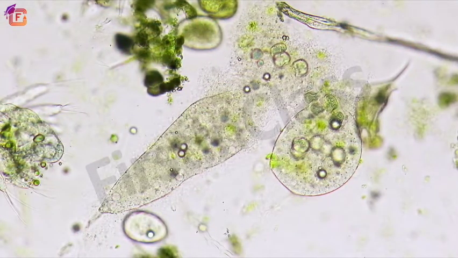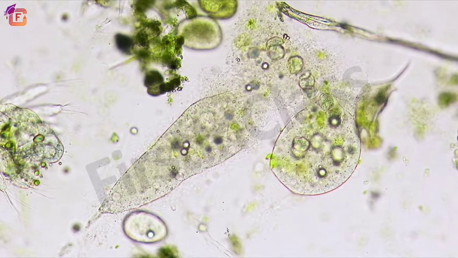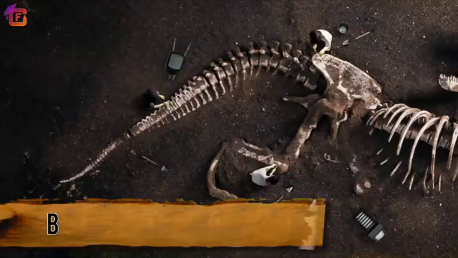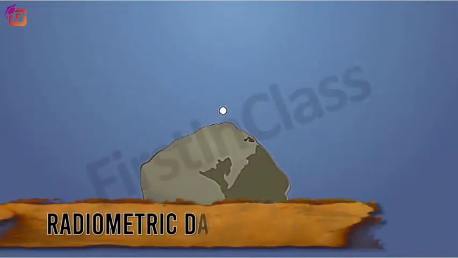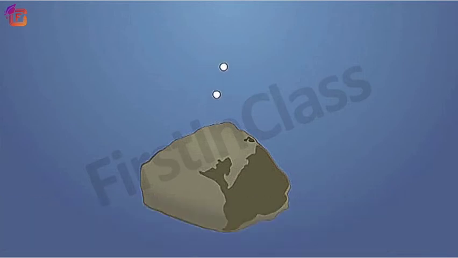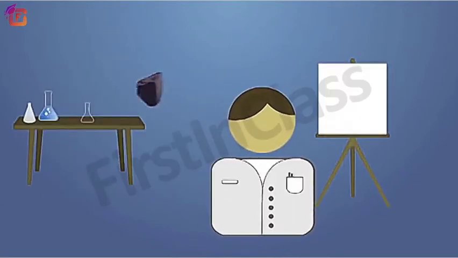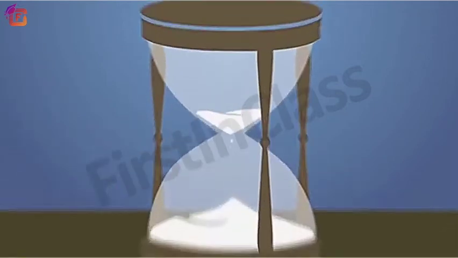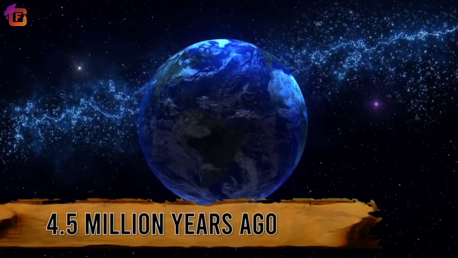Learners, when an organism dies, it is either decayed by other forms of life or by the weathering process. Rarely, some body parts, especially the hard ones like shells, teeth, and bones, are preserved in mud. Do you know which method is used for dating? No? Okay. Radiometric dating is used, which measures the amount of natural radioactive atoms which remain in certain minerals and helps in predicting the time period when the rock and fossil linked with them were formed. According to this dating, Earth was formed about 4.5 million years ago.